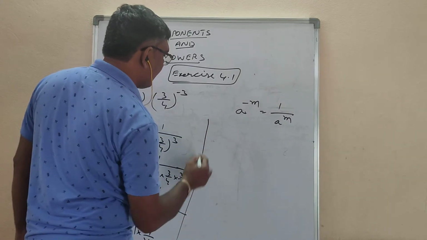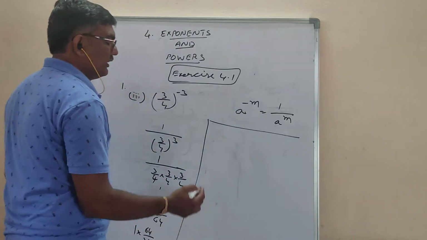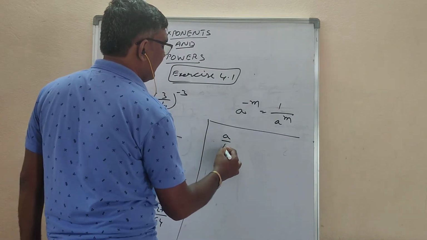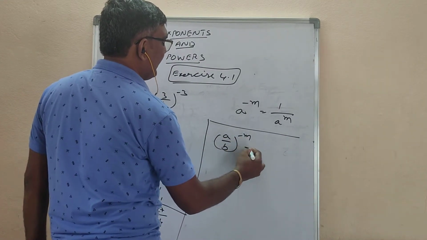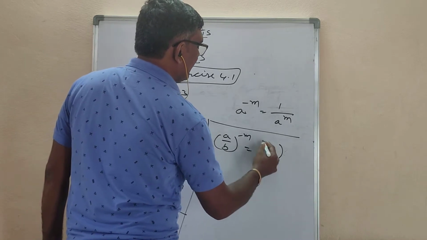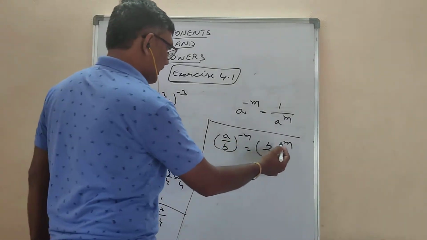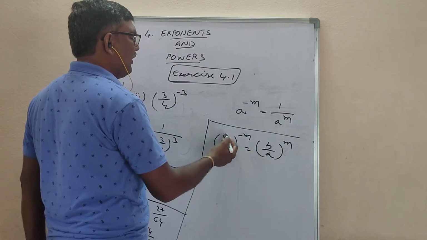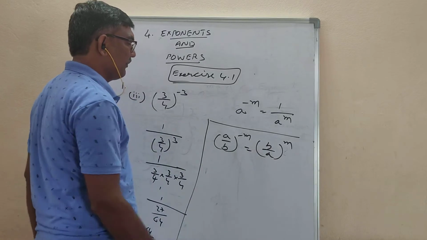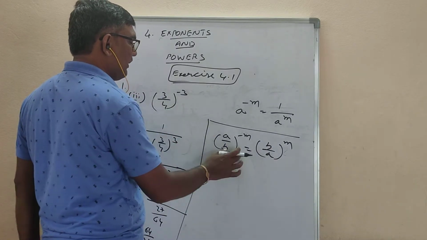You can do it in another method. Where I said formula, there you can write a by b whole power minus m is equal to b by a whole power m. Here minus is there, here minus is not there. Here you have a by b, here you have b by a. For this question, if you apply this, what happens?